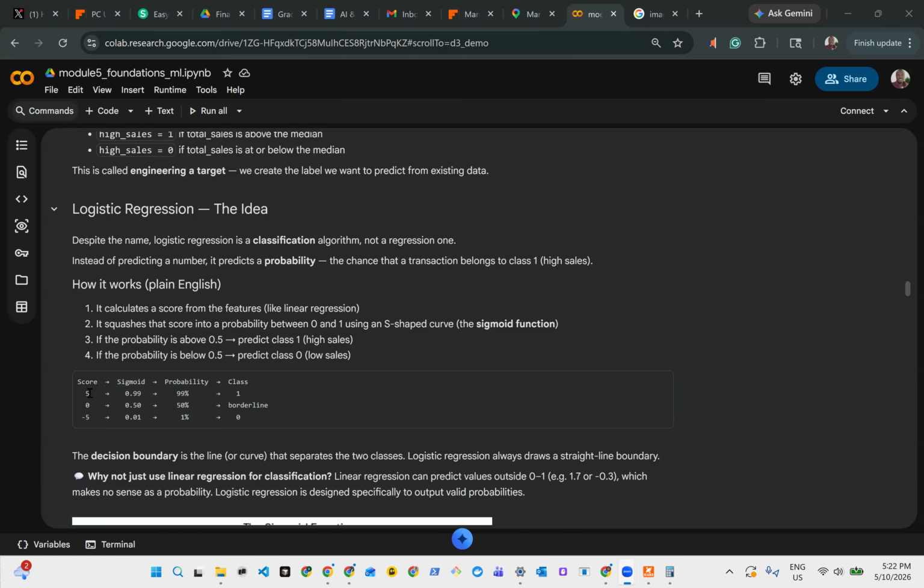So if a score is 5, anytime we see a score that is 5, we can say the sigma function gives 0.99, based on what we have set our sigma function to give us. So from that sigma function, we can directly convert it to a probability value. And anything above 50% in a sigma function is usually the high class. So if our score is 0, the normal score we would have gotten in our linear regression, then we can squash it to 0.5. Then from there, we can convert it to a probability of 50%, and that says the class is borderline.